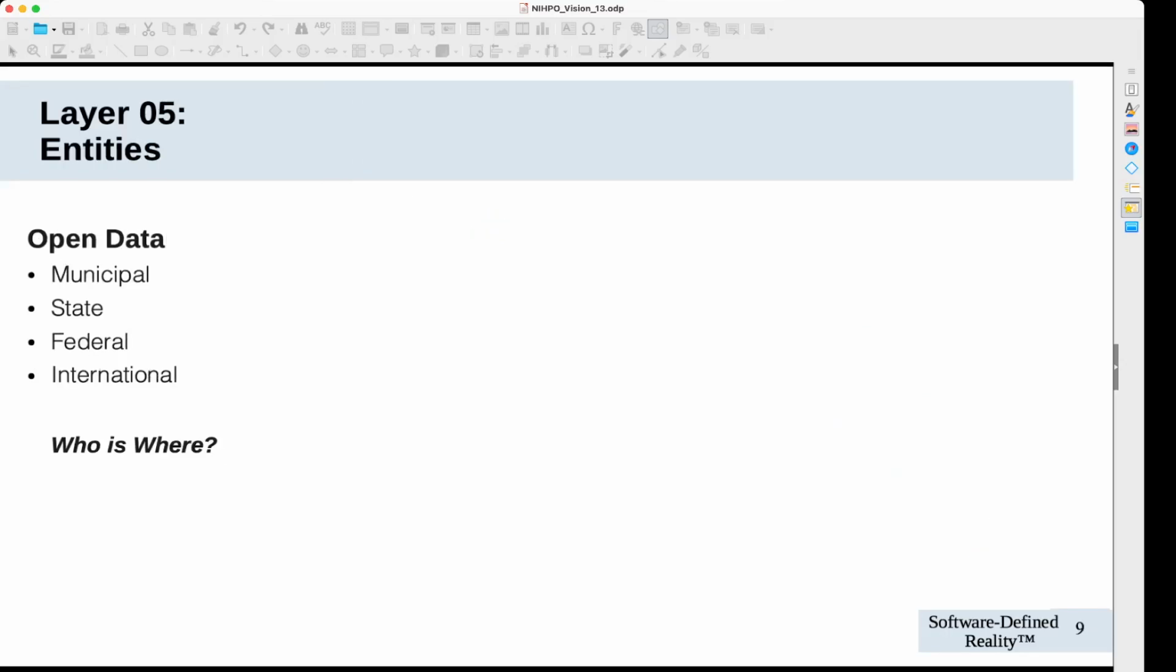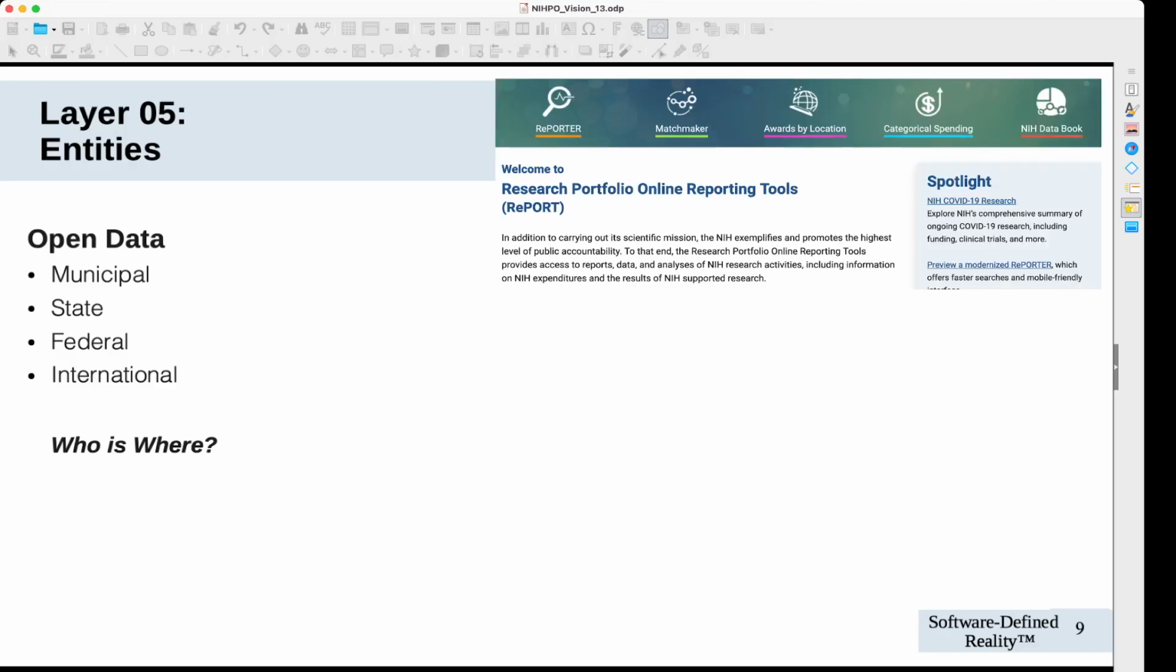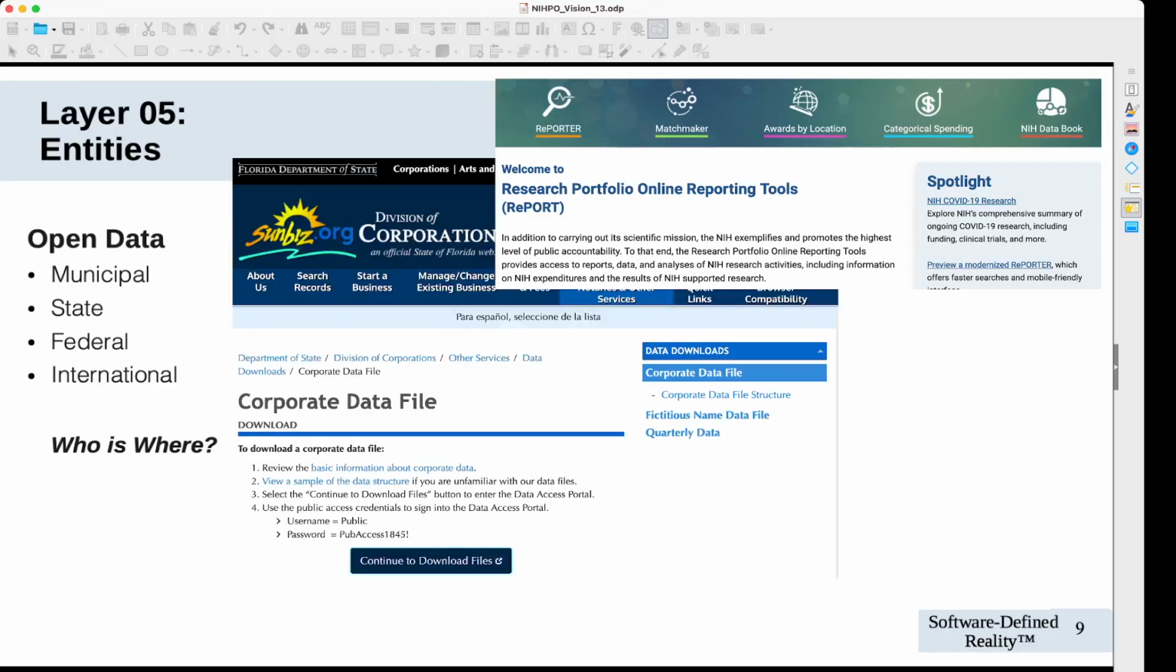The next layer tells us what are the entities that exist at the municipal, state, federal, and international level. Basically, who is where. For example, and this is from the US, the National Institute of Health provides a summary of all of the grants that they have issued in the last 20-30 years. At the state level, in the state of Florida, in the US, you can get a list of all the corporations registered in the state of Florida. Again, this layer, who is where.